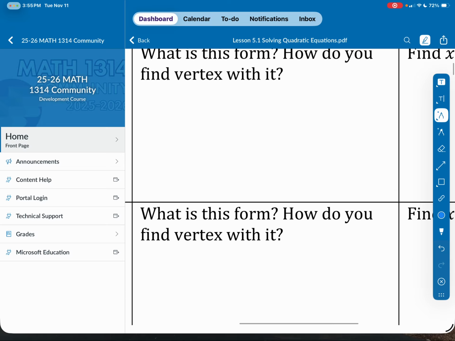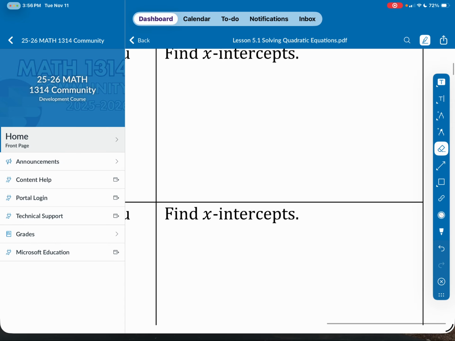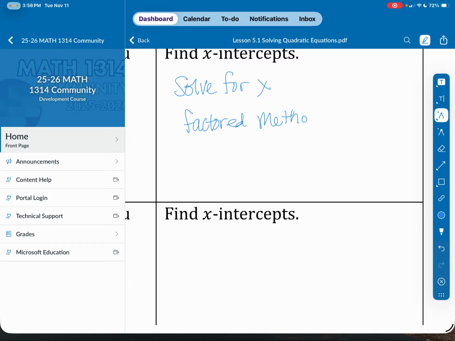Okay, this next form is in standard form. The way that we would find the vertex is to complete the square, which would give you your vertex form, and then once you have completed the square, you can find your vertex from that point. And the way to find the x-intercepts on this one is just to solve for x by doing factoring. So just factor that trinomial, and that's how you will do that there.